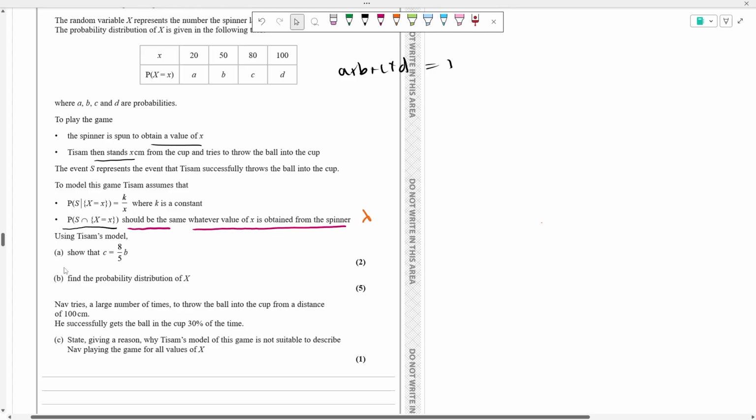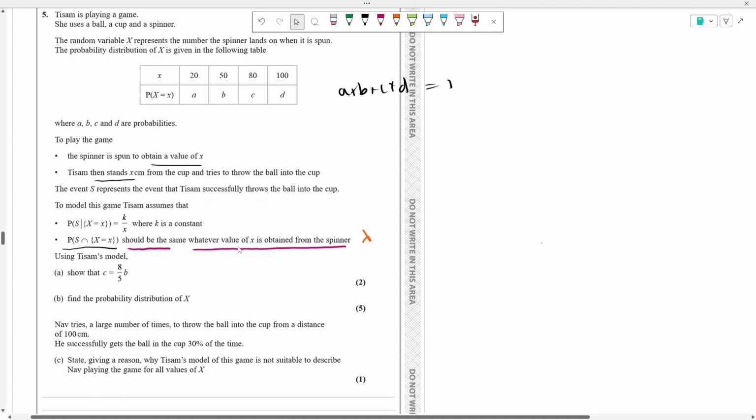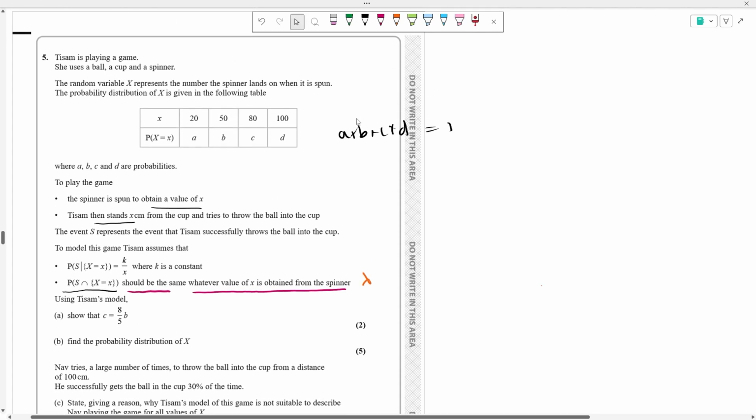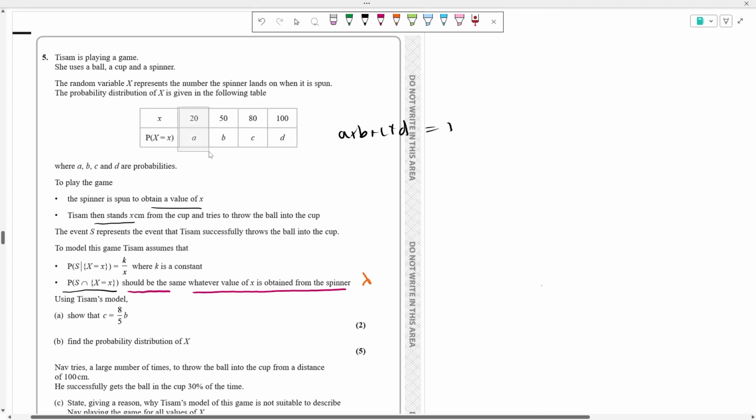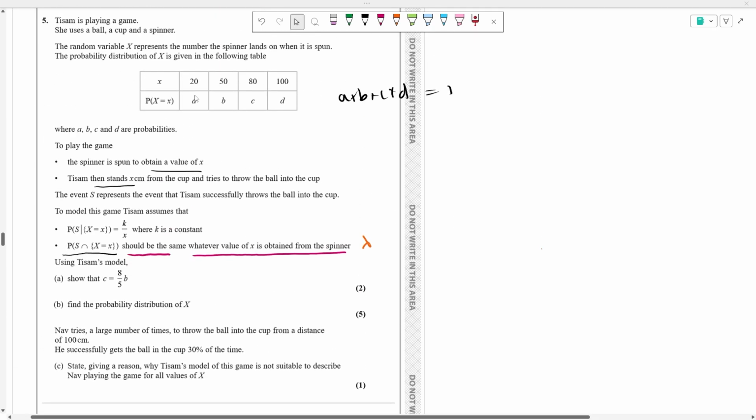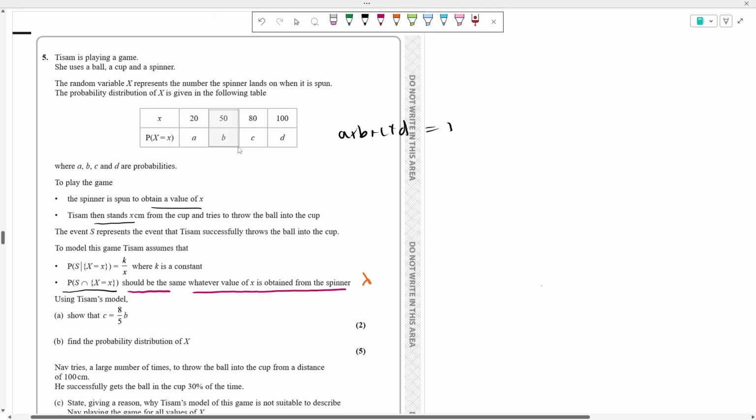Question B, find the probability distribution of X. Well, we know that C is equal to 8/5 of B. Okay, and we can probably do the same thing to work out A and D. I'm not going to make one for A and D separately. I'm going to choose B or C and then pick this other letter here. That way we can work out A very nicely in a different way. I'll show you in a second.